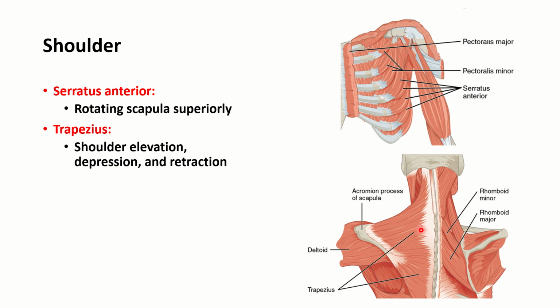The trapezius muscle has a lot of different functions. One, which I discussed before, is extension of the neck. Also, it can cause shoulder elevation, shoulder depression, and shoulder retraction, which means moving your shoulder backward. And rhomboids: you have two of them, rhomboid minor and rhomboid major. As you can see, they are attached to the medial border of the scapula, so that will cause adduction, moving the scapula toward the vertebral column.